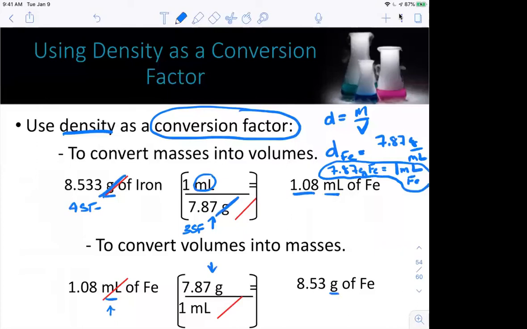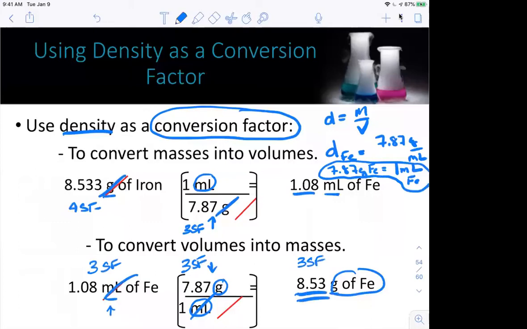If I want to convert the volume, here I'm given 1.08 milliliters. What is the mass of that volume of iron? I'm going to put milliliters on the bottom so it can cancel, grams on the top, and then I'm going to get the grams of iron. Again, I have 3 sig figs. I have 3 sig figs. So I'm going to get 3 sig figs in my final answer.